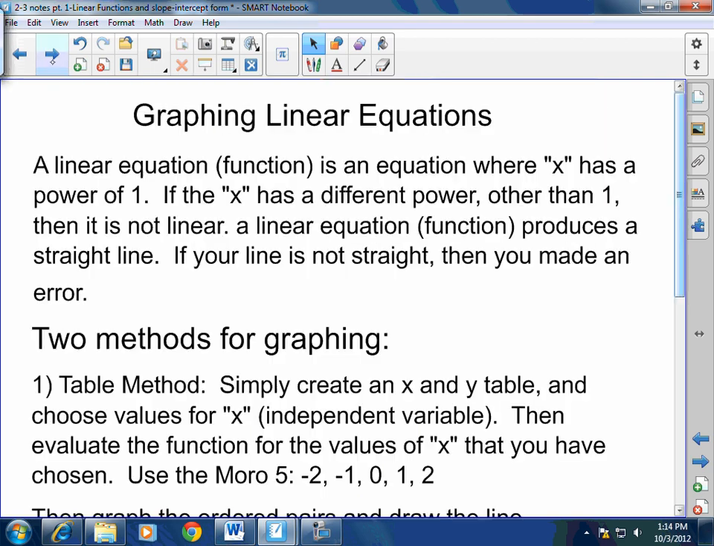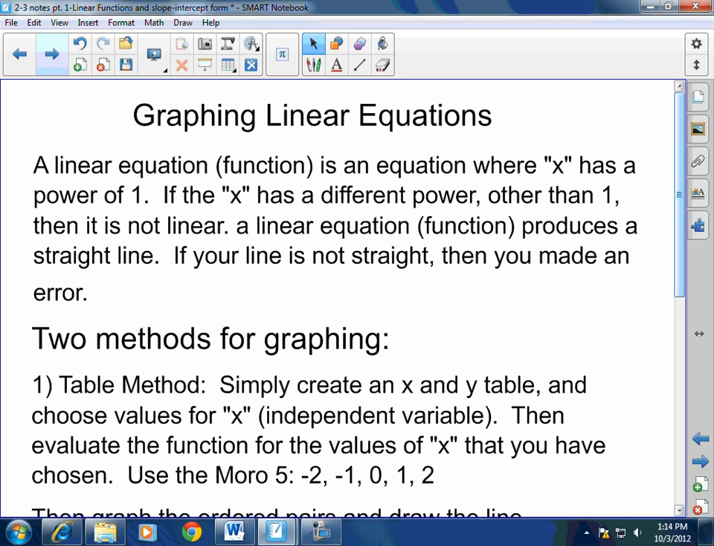It's pretty simple. Now, graphing linear equations. A linear equation or function is an equation where x has the power of 1, guys. If you have y equals x squared plus 2, it's not a line anymore. That's called a parabola. If the x has a different power other than 1, then it is not linear. A linear equation or function produces a straight line. If your line is not straight, then you made an error.